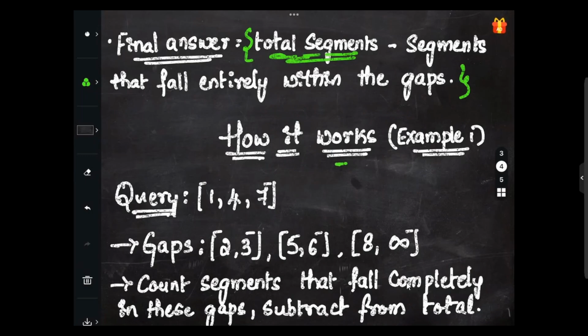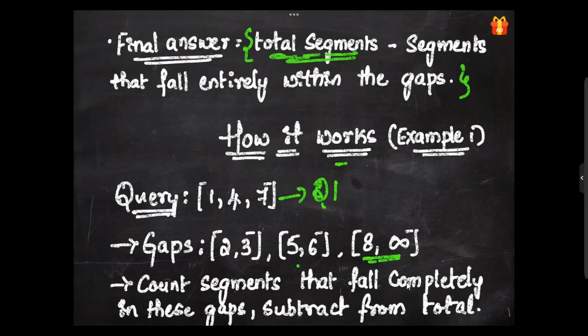So let's see how it works. So first query is 1 4 7, this is query 1, right? So the gaps we have here are 2 comma 3, 5 comma 6, and 8 comma infinity, right? So these are the gaps basically we are having. So we need to count the segments that fall completely within these gaps, and we will subtract that from the total.